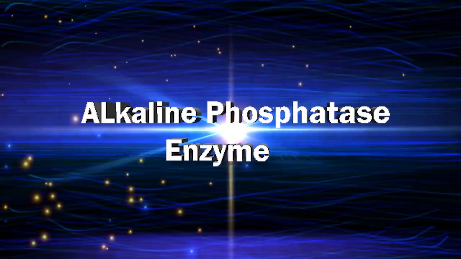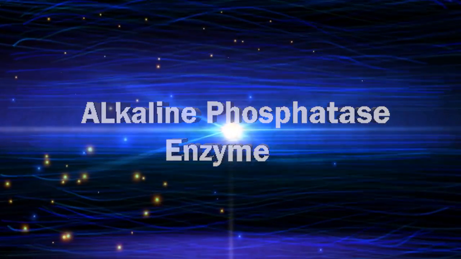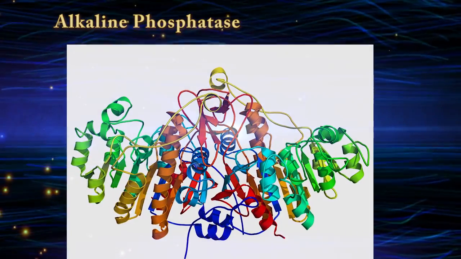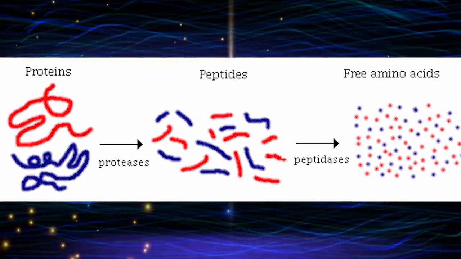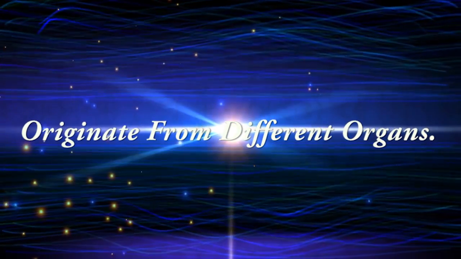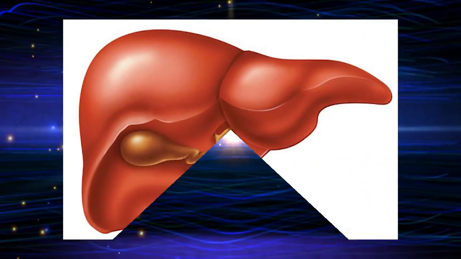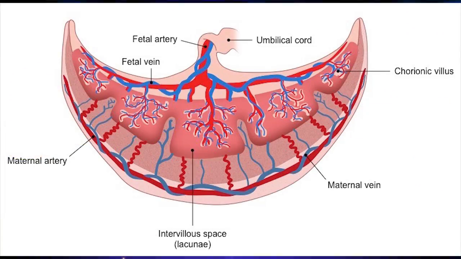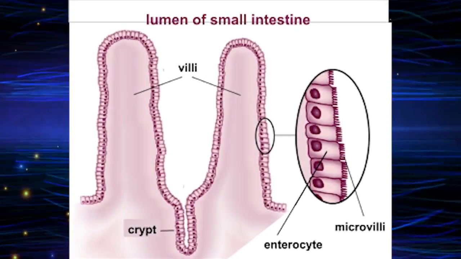Alkaline phosphatase. Alkaline phosphatase is an enzyme which helps to break down proteins in the body and exists in different forms, depending on where it originates. Mainly alkaline phosphatase is synthesized in the liver; it is also synthesized in bone, placenta, and intestinal epithelium.